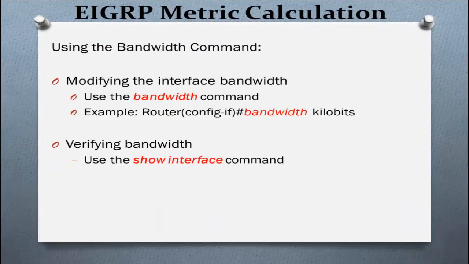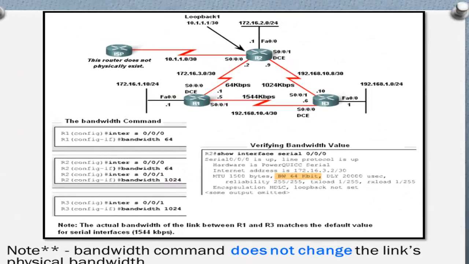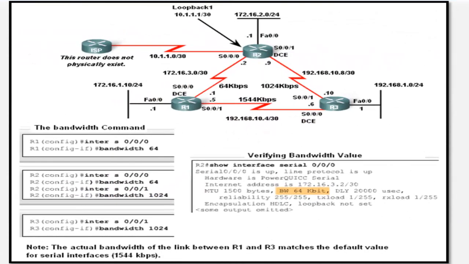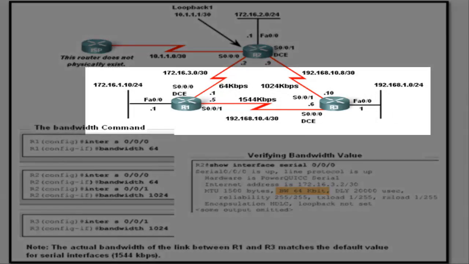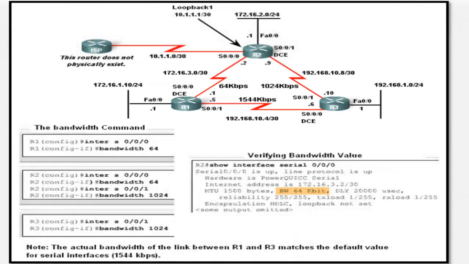EIGRP metric calculation can be influenced using the bandwidth command. In modifying the interface bandwidth, we can use the bandwidth command. For example, we enter bandwidth followed by kilobits. In global configuration mode, we use the show interface command to verify the bandwidth. In this figure, the actual bandwidth of the link between R1 and R3 matches the default value for serial interfaces, which is 1544 kbps. Note that the bandwidth command does not change the link's physical bandwidth.